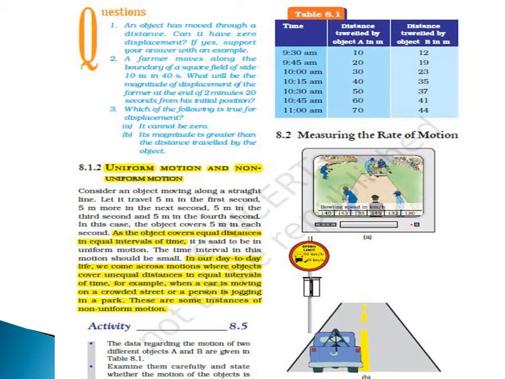So we can see that the distance covered by the car in each interval of time is varying. That is, in the first hour it is 50, then in the second hour it is 30, and then again it becomes 80. So the time interval here is equal, that is 1 hour, but the distances covered are unequal. So this is an example of non-uniform motion. Thus it can be defined as the motion of an object covering unequal distances in equal intervals of time.